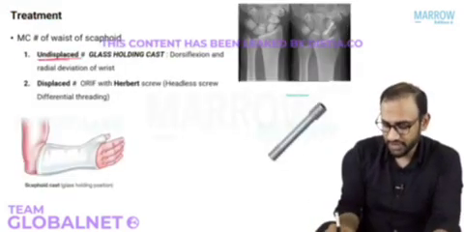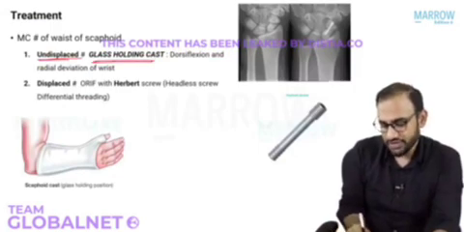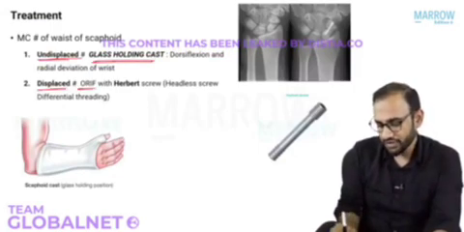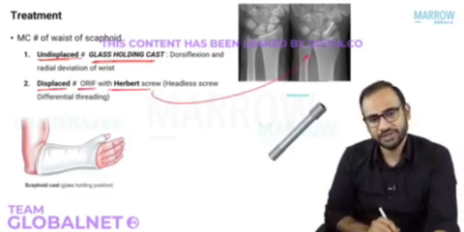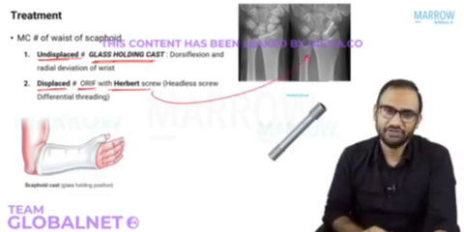So for an undisplaced fracture, a glass holding cast is used, and if it's a displaced fracture, you go for open reduction internal fixation with a Herbert screw. It's a fine small screw that you use to fix a scaphoid fracture.